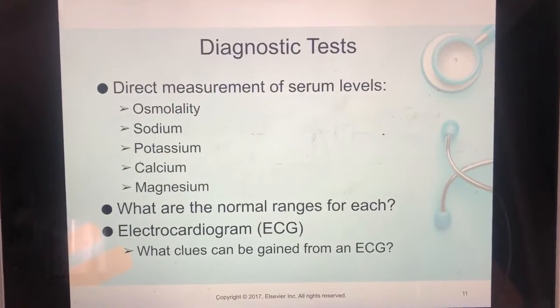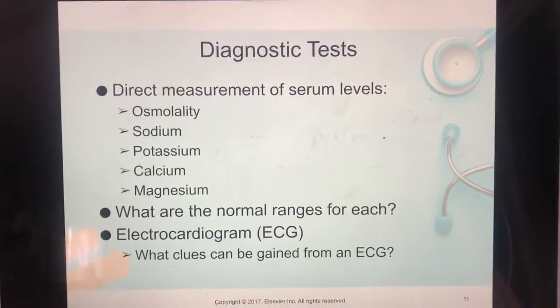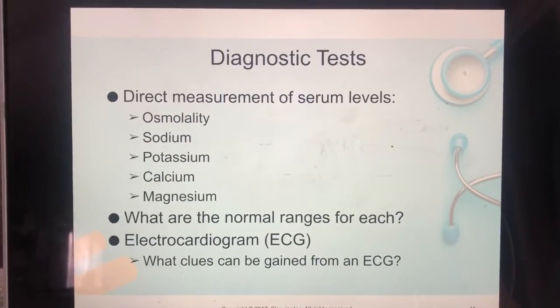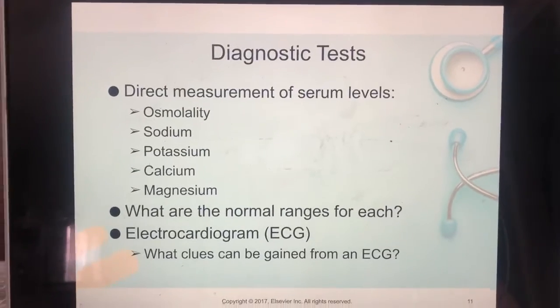And electrocardiogram, what clues can be gained from an ECG? So if you remember, the big one we talked about is potassium. If you have potassium imbalances, it will often show up on your EKGs.